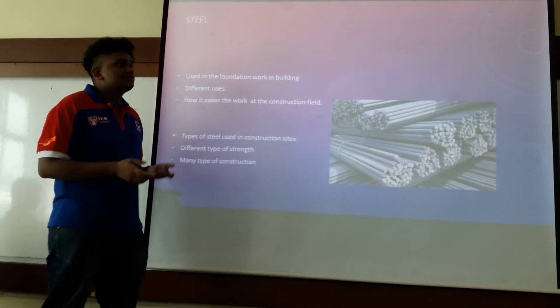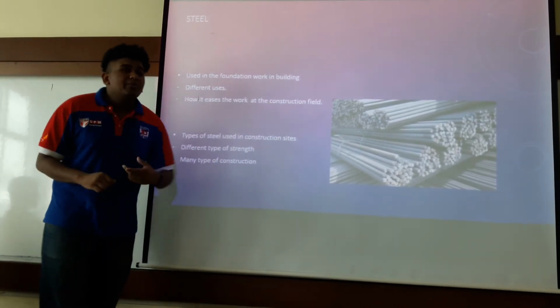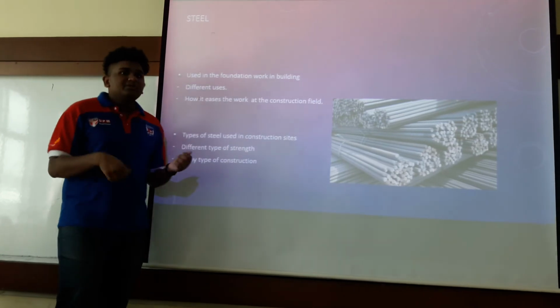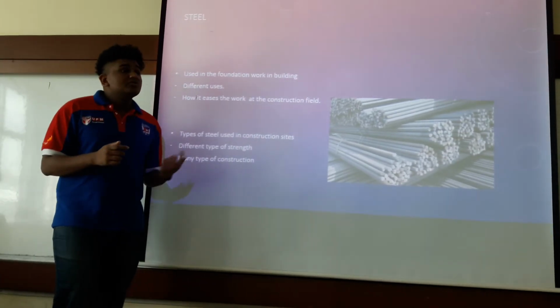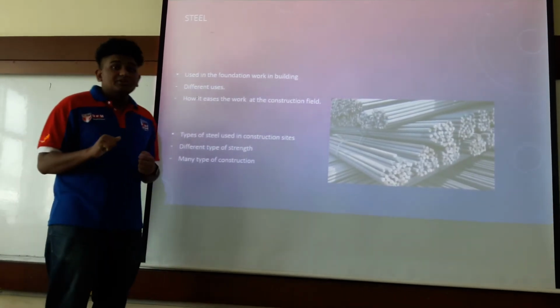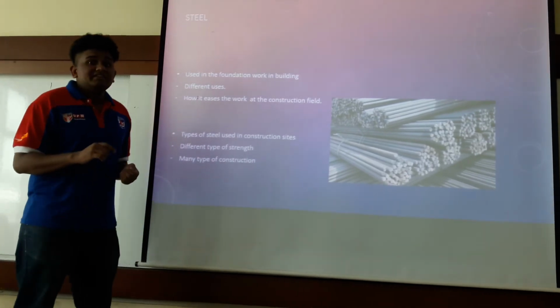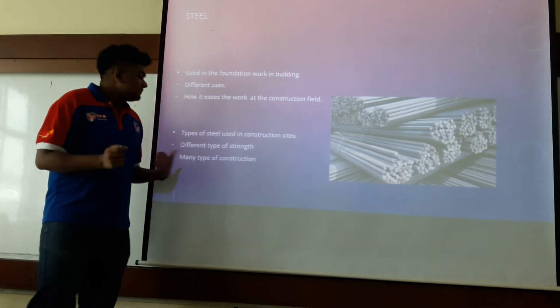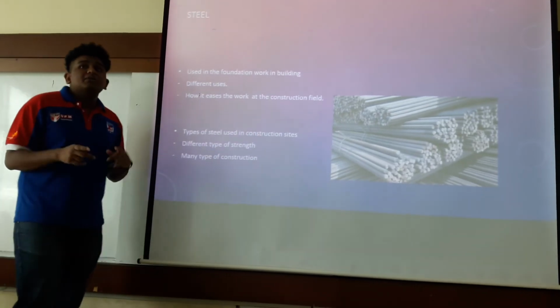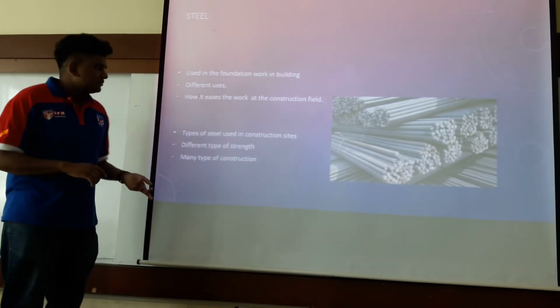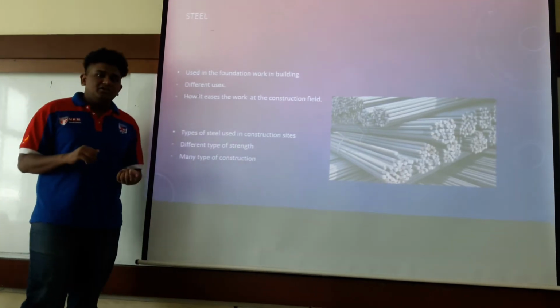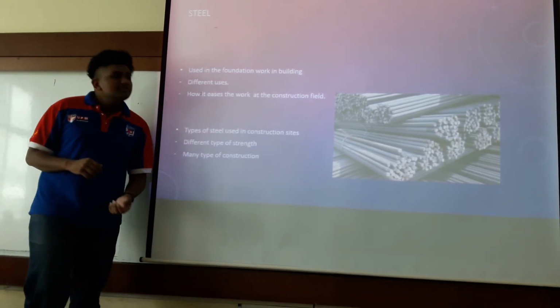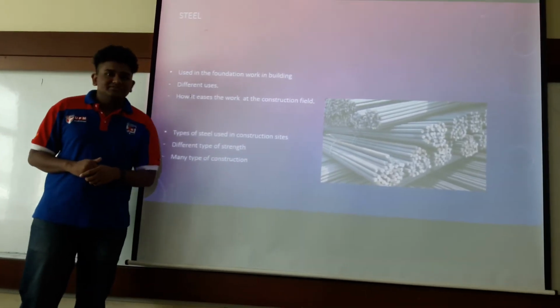Hot form is a bit stronger compared to cold form, but it's very hard to be shaped into any material. Secondly, cold form steel is a bit softer compared to hot form, but it's easier to shape compared to the hot form steel. And all these different types of materials can be used in different types of construction, which eases the work of the contractor. So next, I'll pass on to my friend Sivan.